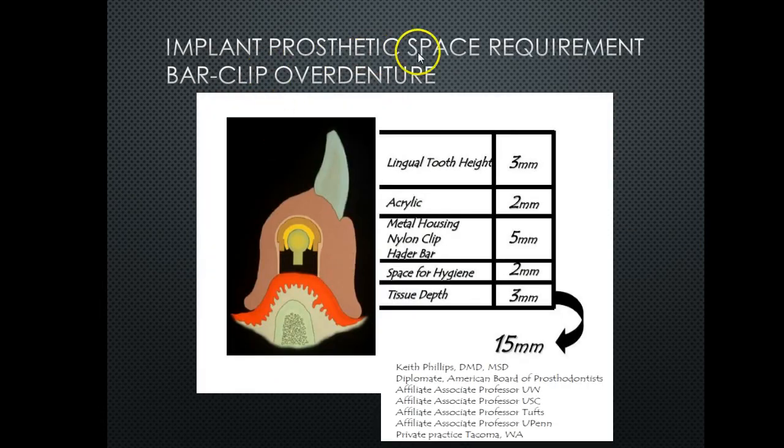In the implant prosthetic space required that it has a bar clip for an overdenture. You need about a 15 millimeter. Again, the 3 millimeter we talked about, that's the most. You'll always need that. 2 for hygiene added. And the metal housing, the clip, or whatever the bar you're using needs about 5. You need acrylic 3. And on the lingual part of the tooth, you need about 3 more. So you need at least 15 millimeter if you're planning to have prosthetic space for a bar clip overdenture.